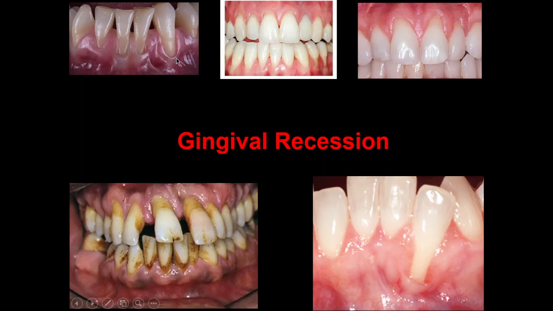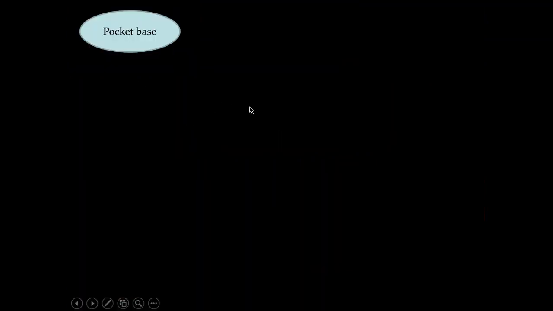So when you insert the probe here, from here it will stop nearly at this point, so it is the pocket depth. But the attachment loss here equals the pocket depth plus the recession. So in the periodontal pocket depth, we will minus the normal position, but in the recession we will add to this pocket.